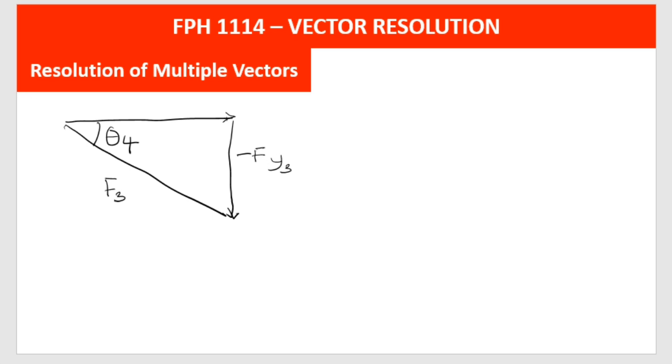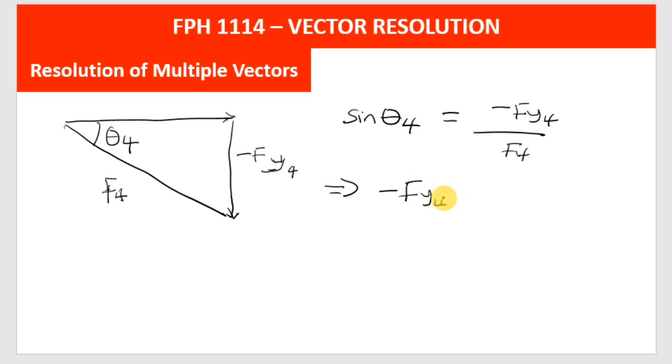No, we are dealing with 4. So here we are having F4 resultant, Fy4. So here what do we do? We still say sine theta 4 is equal to opposite, which is minus Fy4, divided by what? F4. By implication, we are having minus Fy4 to be equal to F4 sine theta 4.